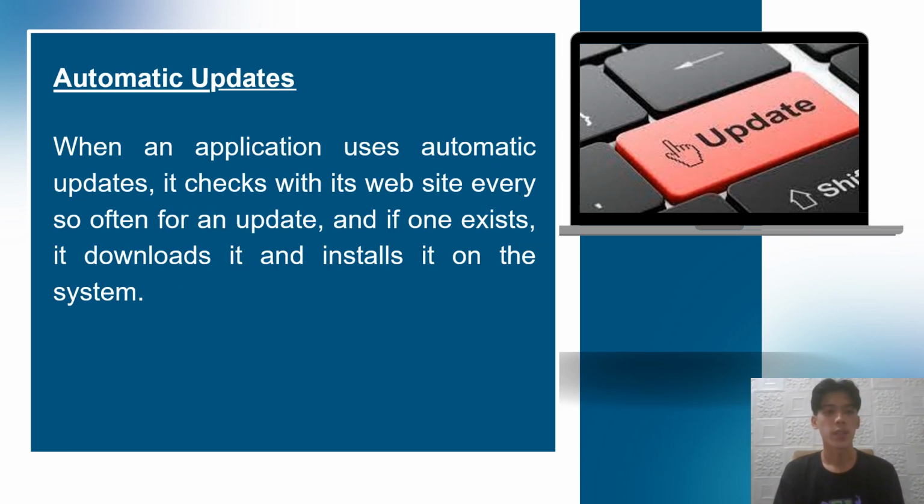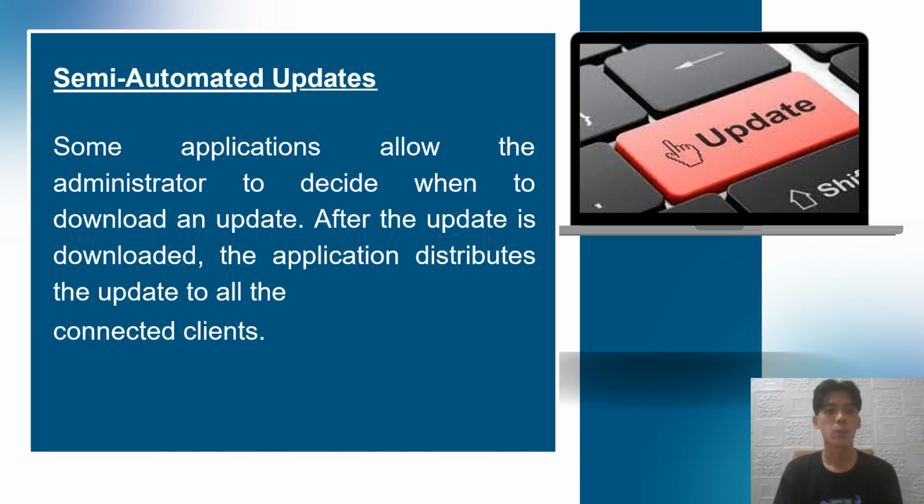Automatic updates. When an application uses automatic updates, it checks with its website every so often for an update, and if one exists, it downloads it and installs it on the system. Semi-automated updates. Some applications allow the administrator to decide when to download an update. After the update is downloaded, the application distributes the update to all the connected clients.